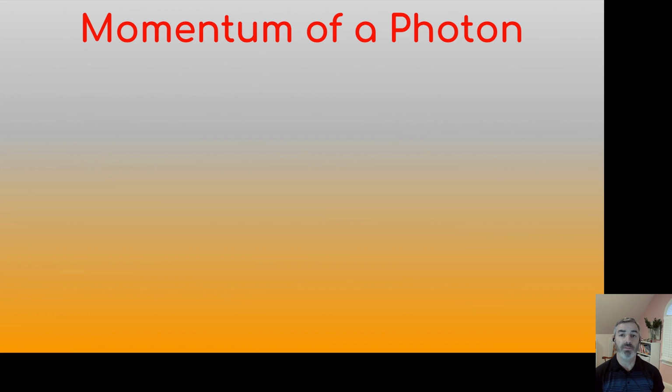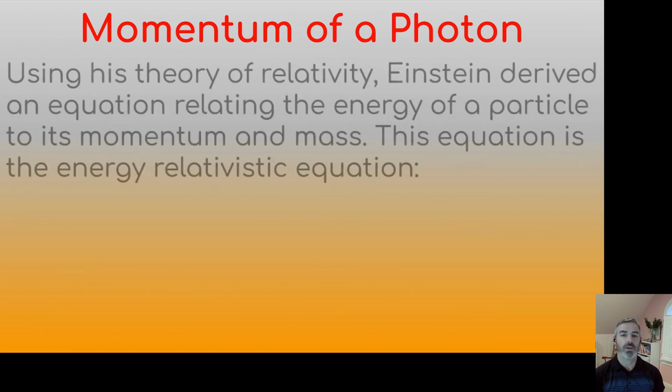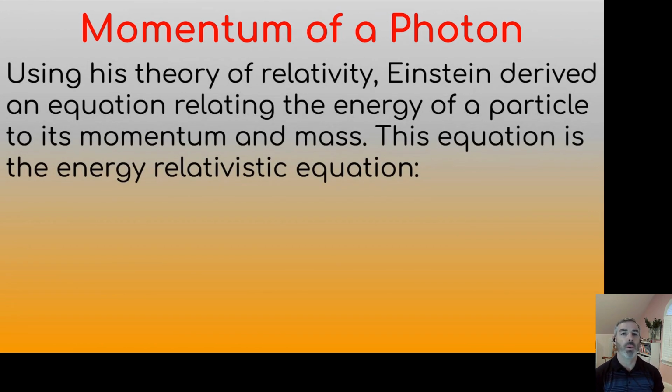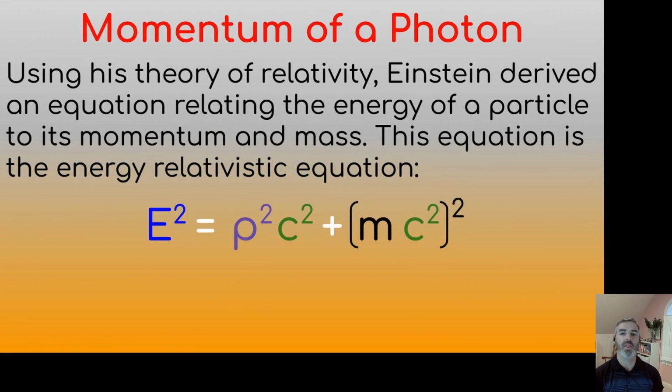Now, the momentum of a photon. Using his theory of relativity, Einstein derived an equation relating energy of a particle to its momentum and mass. This is the relativistic energy equation: the energy squared is equal to momentum squared times speed of light squared, plus mass times speed of light squared, that quantity squared. Now, for a photon, which is massless, we don't need the mc squared quantity. The value is going to be 0, since a photon does not have mass.